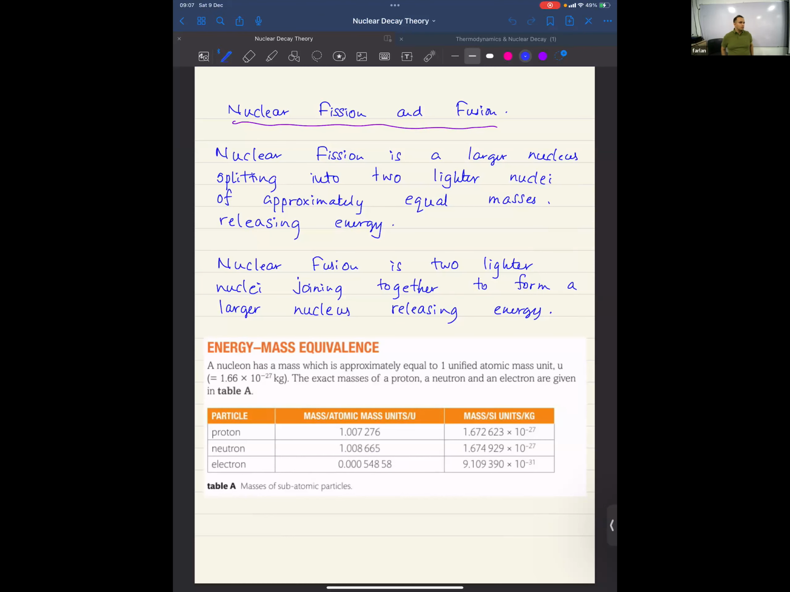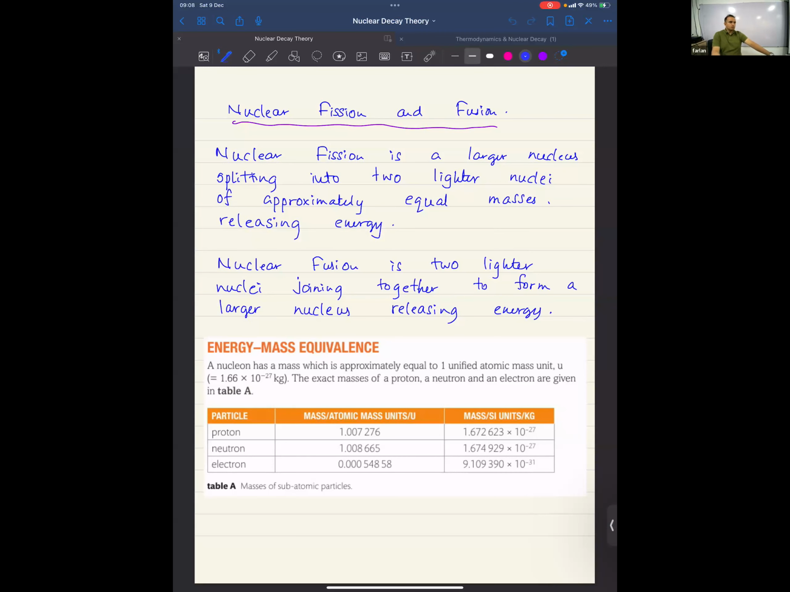So guys, you know, nuclear fission is a larger nucleus splitting into two lighter nuclei, correct? Which is what used to produce energy in nuclear power stations. And two lighter nuclei combining together to form a larger nucleus is nuclear fusion, correct? In the core of a star, the core of the sun, what happens is nuclear fusion. Two lighter nuclei fuse together, combining together. So that's why you call it nuclear fusion. So write about it.